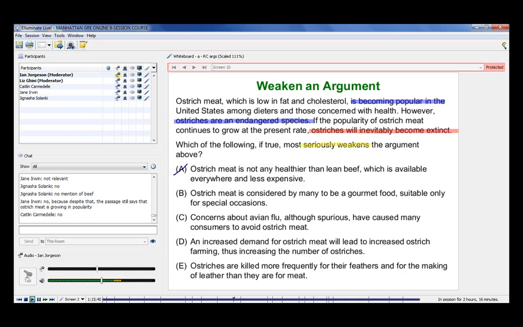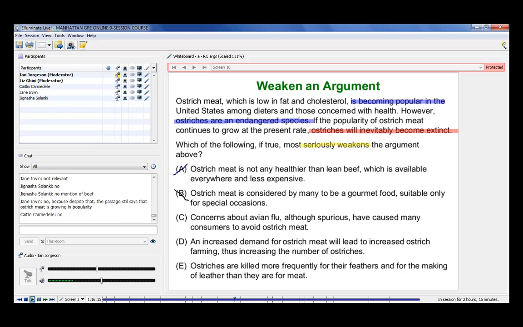All right, why not? Caitlin, hop on the mic. Because it doesn't really explain, well, when people are concerned with the health and the dieting, I think that they would not be worried about the special occasions. That would be every day. Yep, answer choice B is exactly like A. What it's attacking is that it's becoming more and more popular, right? It doesn't really get to the heart of whether or not the ostriches are going to become extinct or not.